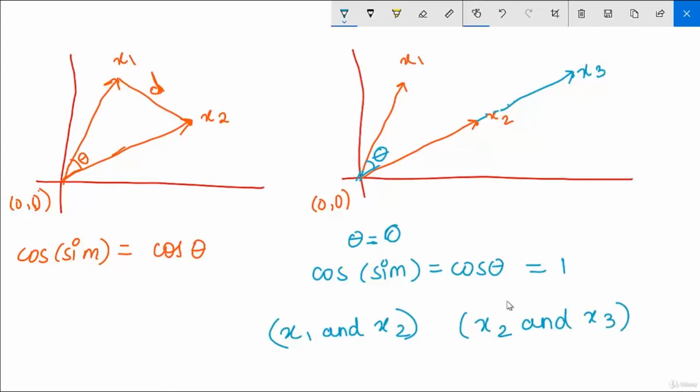So if you are saying x2 and x3 are more similar, you are right. Now you have the idea why: theta is 0 and cos of 0 is 1, so they will be similar. Okay, I hope you are getting what I'm saying now. Okay, so let's move. I'll just erase this.